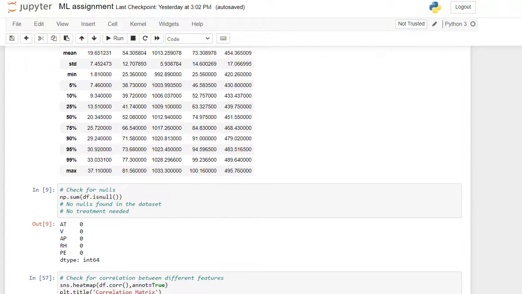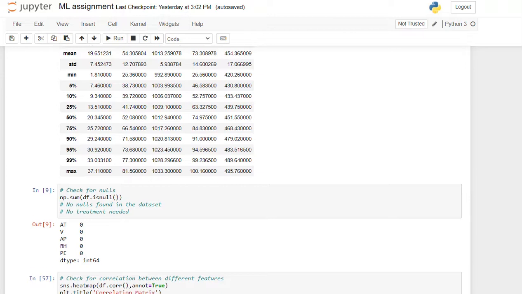Next, we look for nulls. These are essentially rows where an observation is missing. And what we can see here is that there are no nulls in the dataset. So the values are present as per the problem statement. So there are no nulls, no outliers, so no treatment required for those.